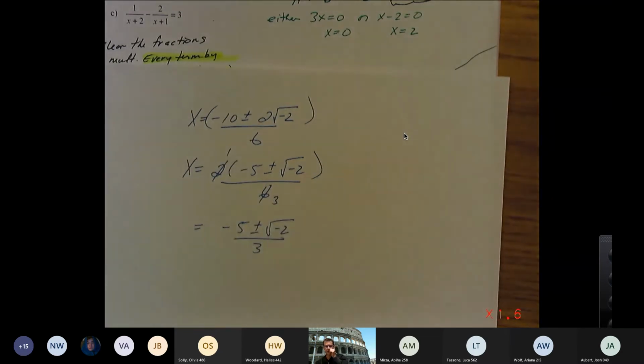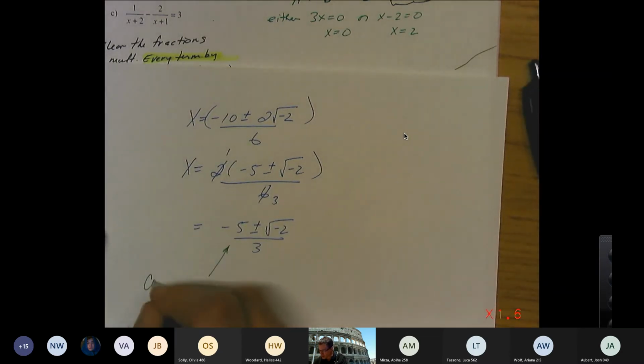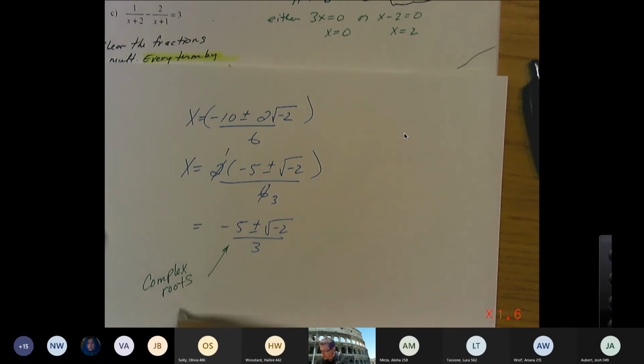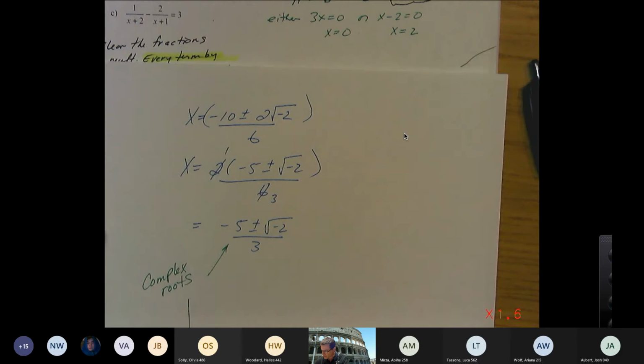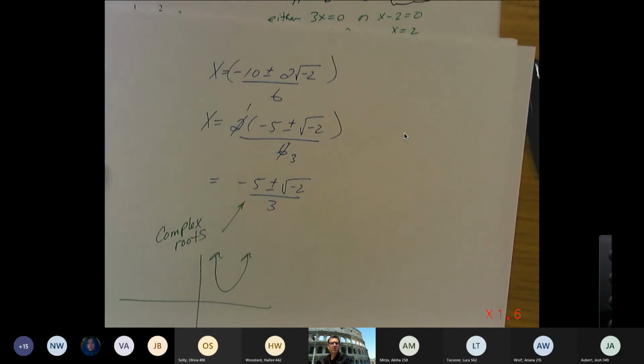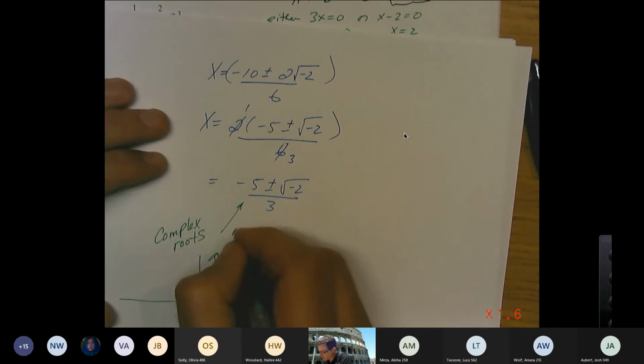And that is a perfectly good answer for you guys. These are complex roots, which means that the parabola is not going to touch the x-axis. There's no x-intercepts.